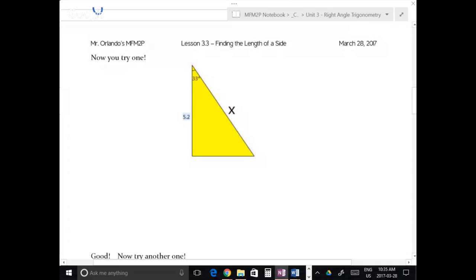So now, and I know you're good at this because you do it all the time. You have a fraction equal to a fraction with a variable in it.